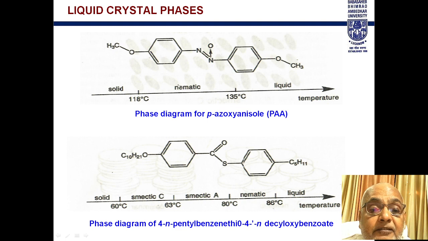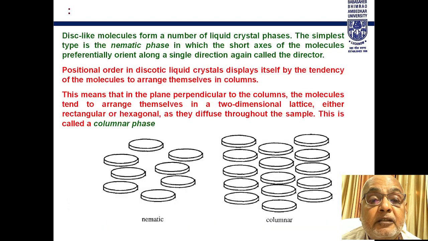These are the phase diagrams for two typical molecules. The first is solid up to 118 degrees centigrade, maintains the nematic phase up to 135 degrees C, and then becomes a liquid. Another molecule is solid up to 60 degrees and then goes to smectic C up to 63, and from 63 to 80 it maintains smectic A. From 80 to 86 it maintains a nematic liquid crystalline property and then it goes to isotropic liquid.